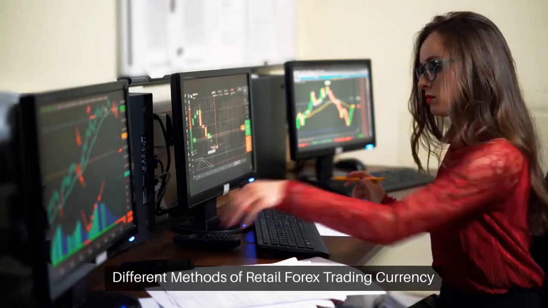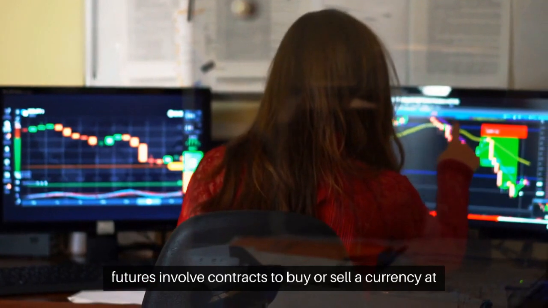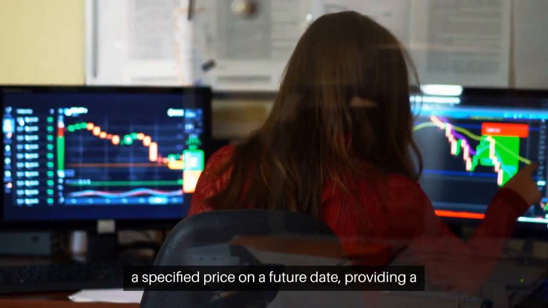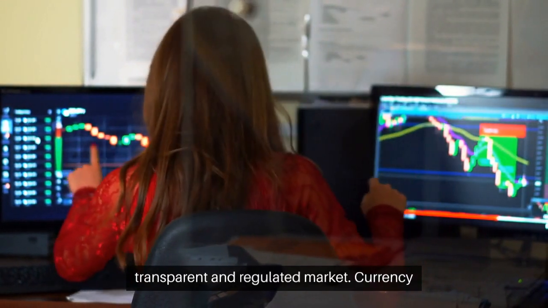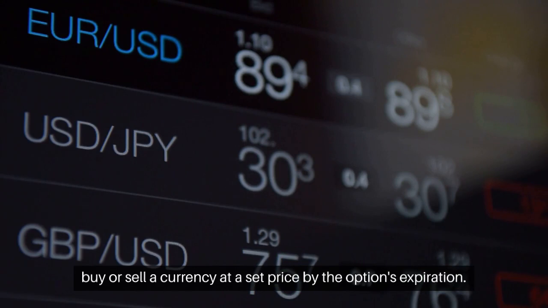Different methods of retail Forex trading. Currency futures involve contracts to buy or sell a currency at a specified price on a future date, providing a transparent and regulated market. Currency options grant buyers the right but not the obligation to buy or sell a currency at a set price by the option's expiration.